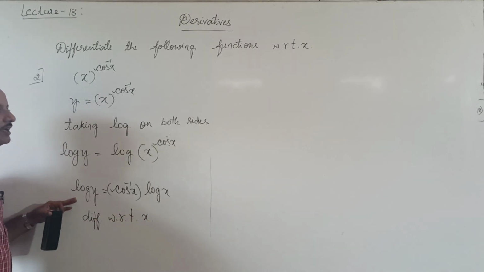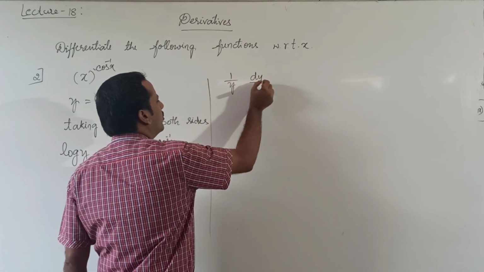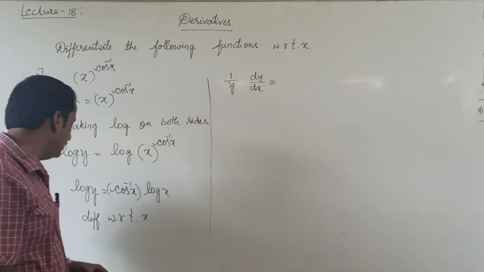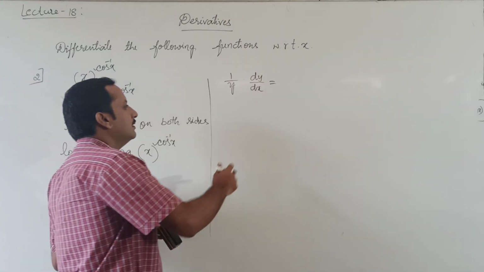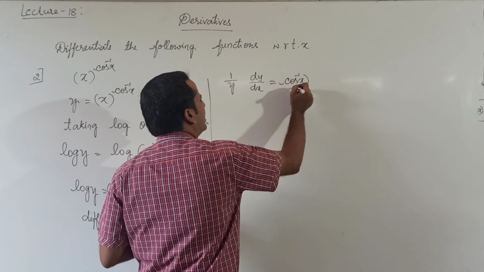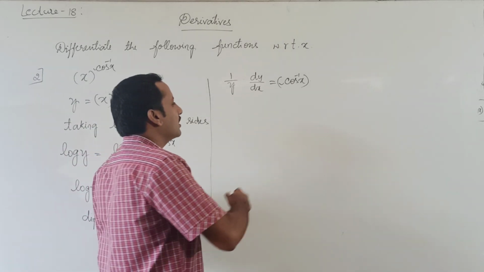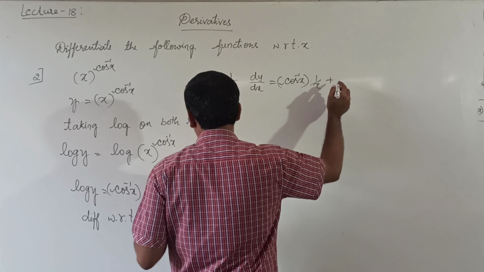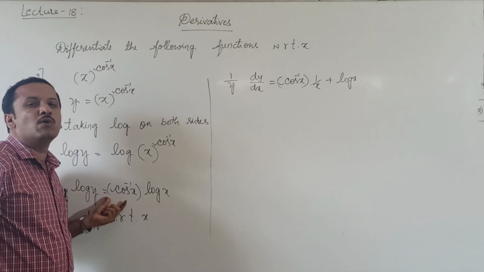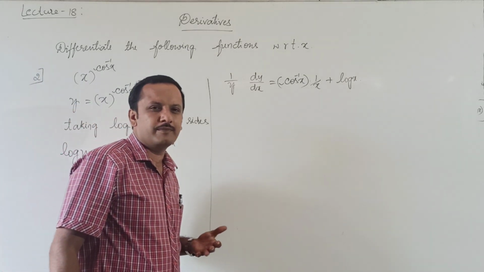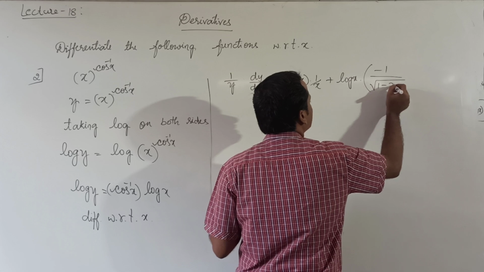When I differentiate log y with respect to x, the derivative of log y is 1 by y into dy by dx. Here we will use the product rule: first function into derivative of the second. So cos inverse x into derivative of log x, which is 1 by x, plus log x, the second function, into derivative of the first function. What is the derivative of cos inverse x? Derivative of cos inverse x is minus 1 by root of 1 minus x square.